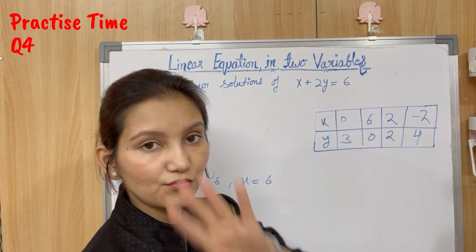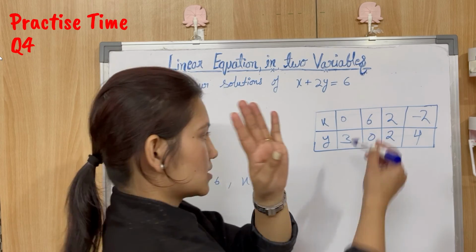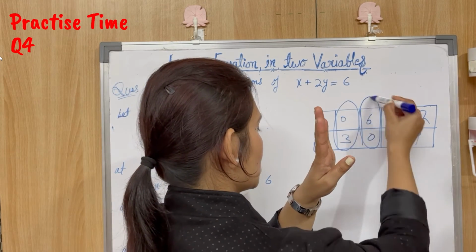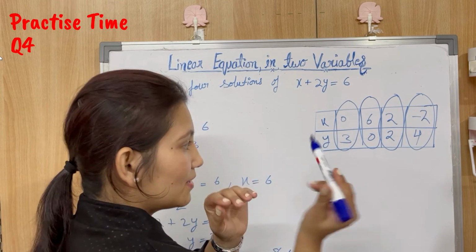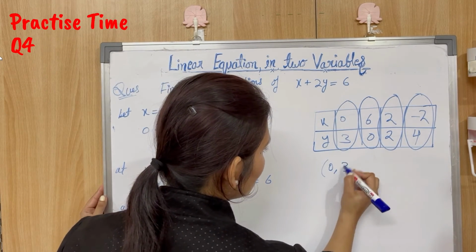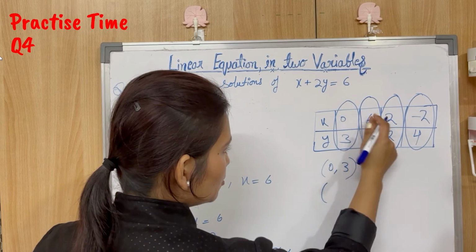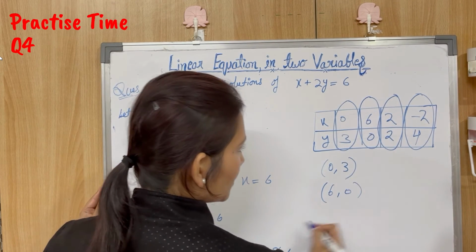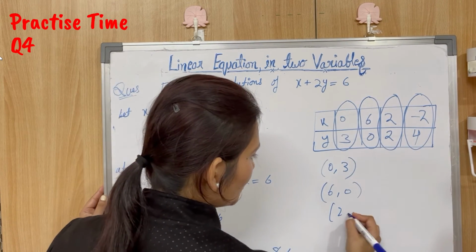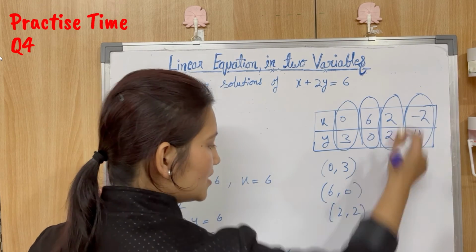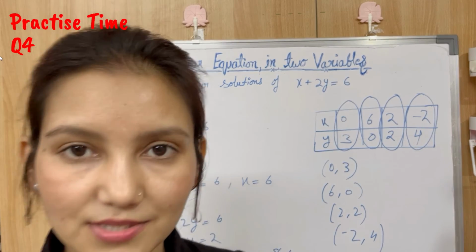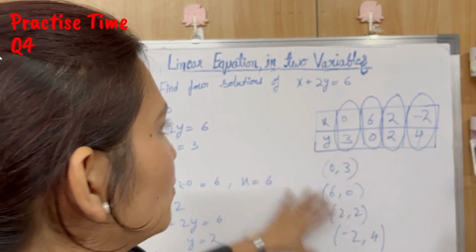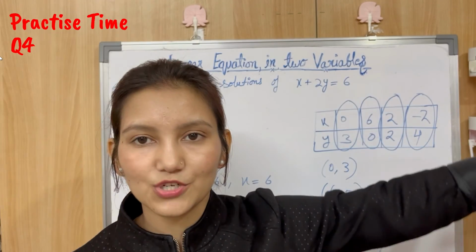Okay. So I have got my 4 values, 4 solutions. So these are my 4 solutions. So 4 solutions means these are 4 points. Okay. So what are my 4 solutions? 0, 3, right? Second solution is 6, 0. Third solution is 2, 2. And fourth solution is minus 2, 4. 4 solutions means 4 points. Okay. So these are the 4 solutions for this linear equation.